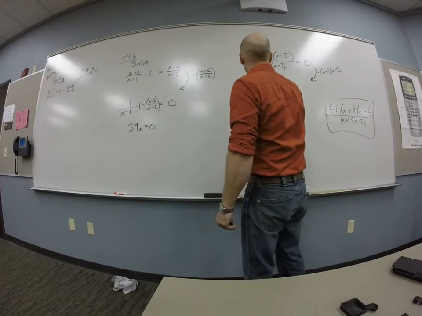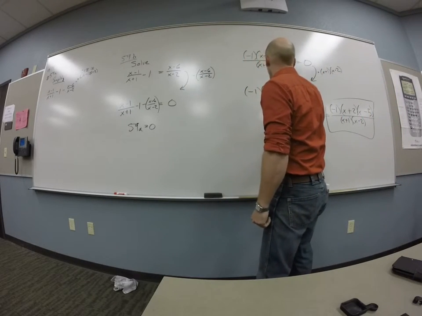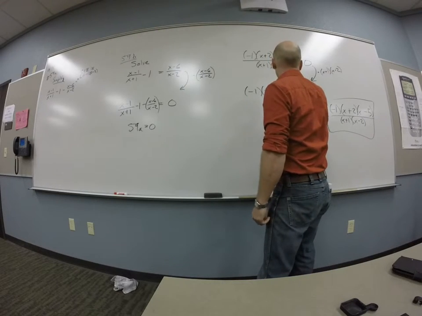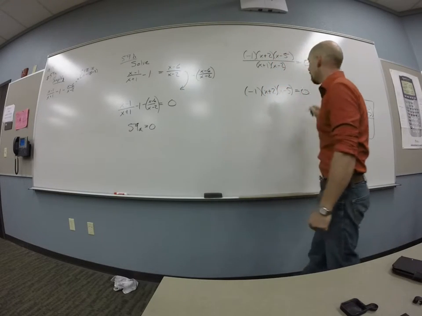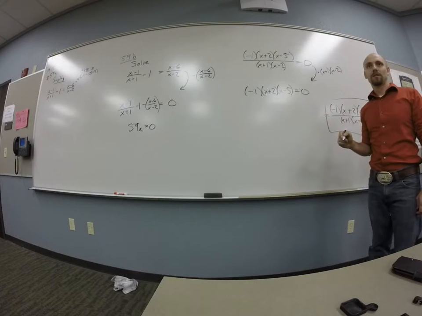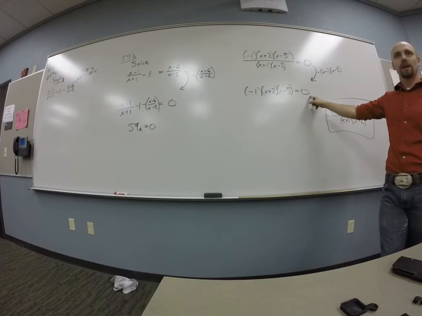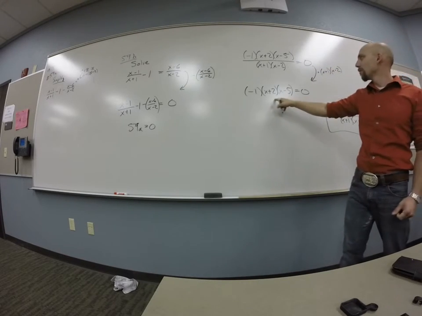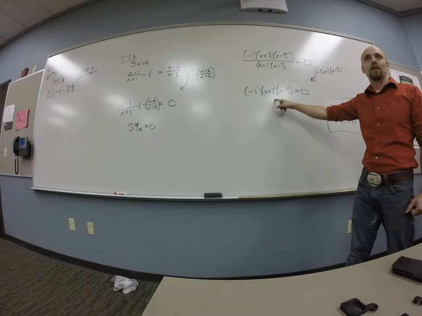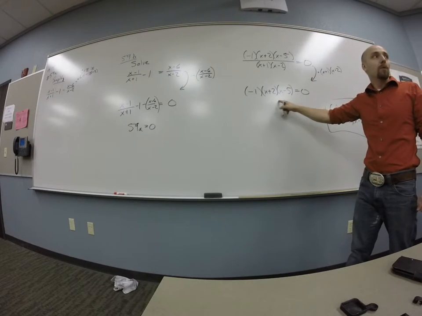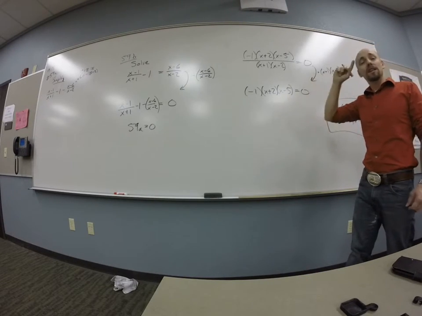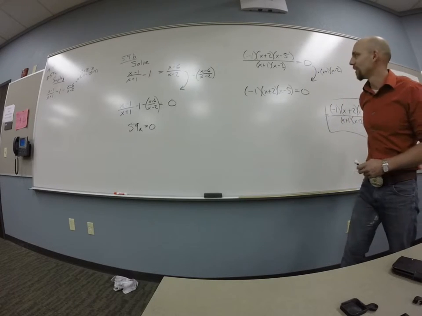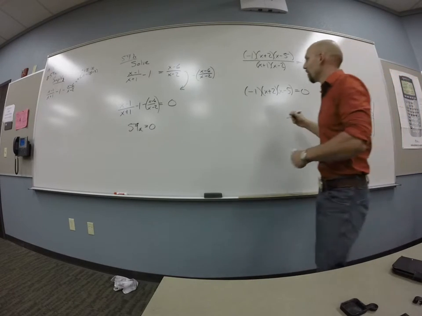I'll get negative 1 times x plus 2 times x minus 5 is 0, right? Why didn't I get anything over here? Yeah, because I took stuff and multiplied it by 0. That's still 0. Where'd the bottom go over here? Yeah, it canceled with the thing I multiplied by. Really, there's a thing you could think here. That's a good thing to know.